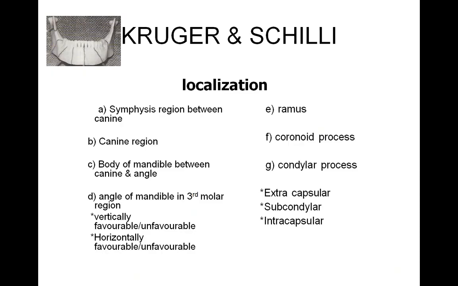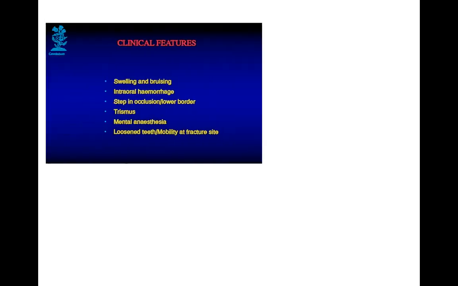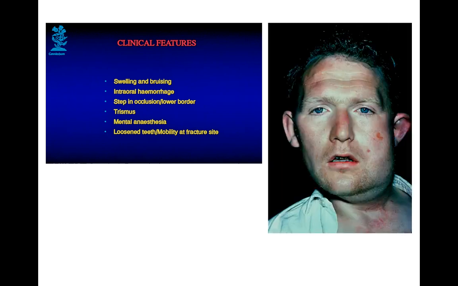Kruger and Schilli classified like symphysis, canine, body, and angle, ramus, coronoid, condyle. Condyle is having extracapsular or intracapsular fractures. What are the clinical features? Swelling and bruising, intraoral hemorrhage, step in occlusion, trismus, mental nerve anesthesia, loosened teeth. In intraoral examination or extraoral examination after trauma, you can examine this. All fractures will have swelling.